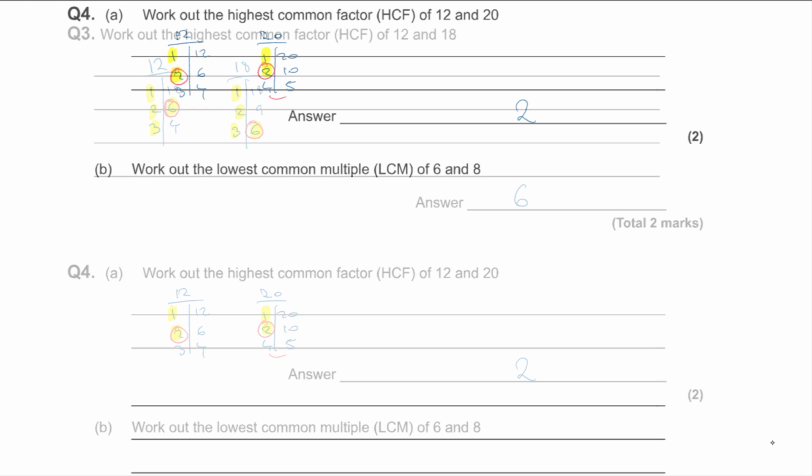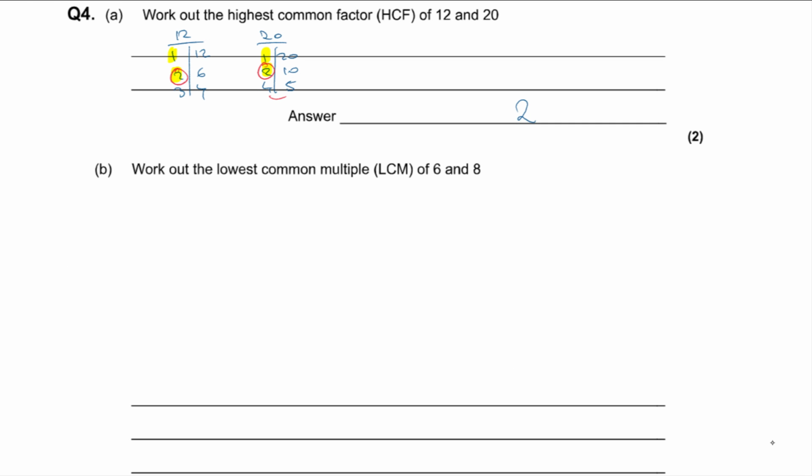Part B says work out the lowest common multiple of 6 and 8. Again, because the numbers are quite small, I'm just going to list out numbers in the 6 times table: 6, 12, 18, 24, 30. And then start listing out numbers in the 8 times table: 8, 16, 24, 32, 40.